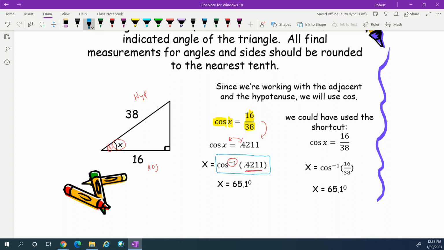Here, I'll offer you a slight shortcut. It's not much, but it is there. Rather than write the decimal just to type it back in, I could let the calculator do the work. So in my second example here, again, I'm swapping the x with the fraction.